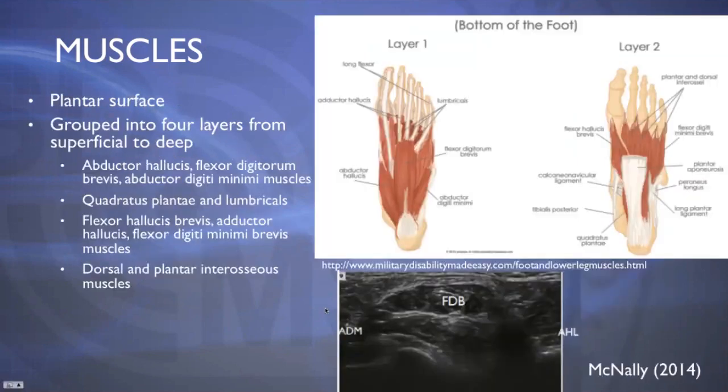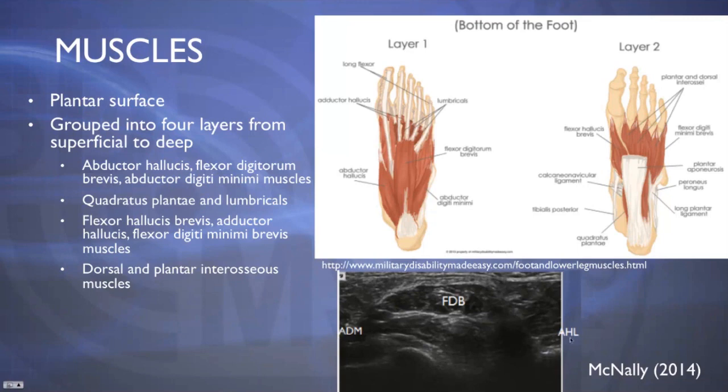And then on the plantar surface, these are grouped into 4 layers of muscles from superficial to deep. I have 2 of the layers listed here for you, but there are a total of 4. If we move from superficial to deep, we'll be seeing the abductor hallucis, the flexor digitorum brevis, and the abductor digiti minimi muscles, which are located in this diagram here. We can see the abductor hallucis, the flexor digitorum brevis is located in here, and the abductor digiti minimi is going to be out here.